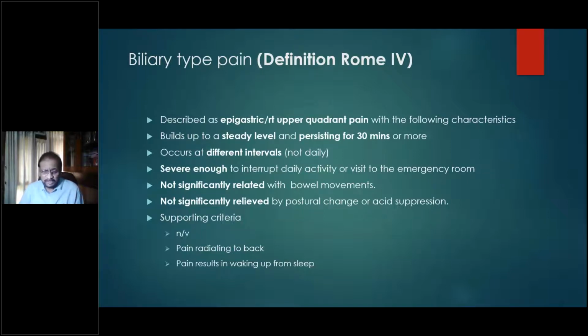Supporting features could be the patient having nausea, vomiting, the pain radiating to the back, or the pain resulting in waking up from sleep. So these are additional contributory points, but these 6 things have to be there in any biliary type pain. Is that clear? So next time I ask about a biliary type pain, just be sure to say according to the Rome 4 criteria, these 6 things are important.